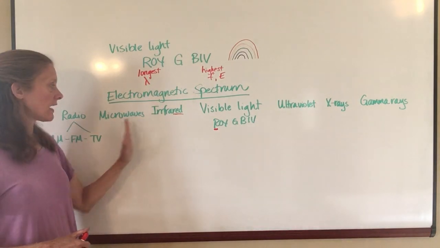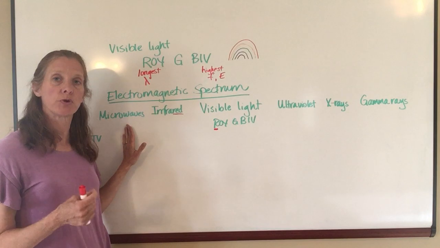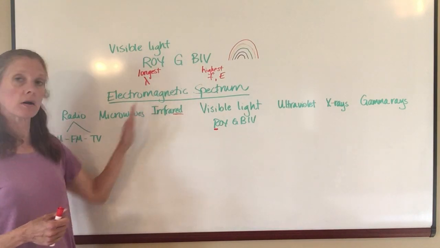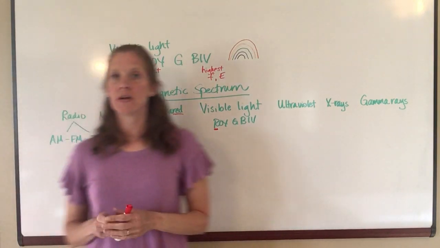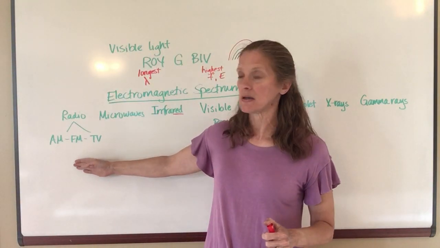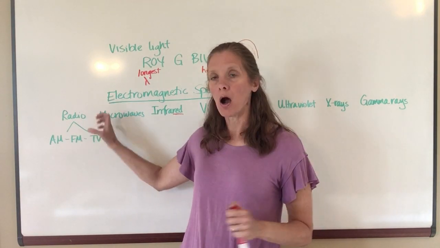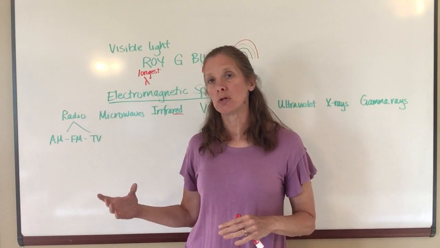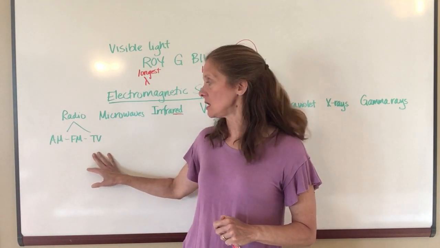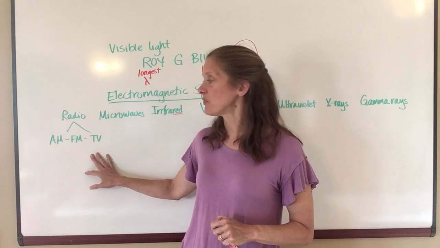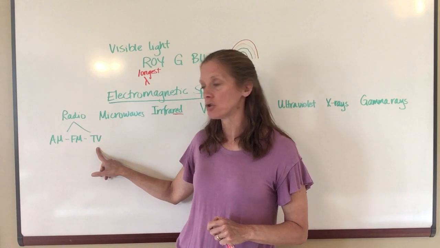And then the next light after that is microwaves. Yes, the very same type of microwaves that come from your microwave oven are a part of the electromagnetic spectrum. So they are down here. And then at the very far end of the electromagnetic spectrum are radio waves. Now, radio waves are subdivided into the types of communication that we get from them. AM, FM, and TV. Radio waves are all slightly different from one another.